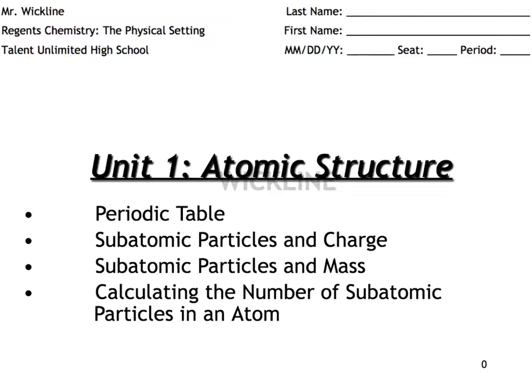You probably don't have a copy of the periodic table yet, but what you could do is quickly Google a copy of the periodic table, so you have something to look at and answer some of these questions on your own. We're going to take a look at subatomic particles and their charges, their masses, and we'll even figure out how to calculate the number of subatomic particles in an atom. It shouldn't be too hard.